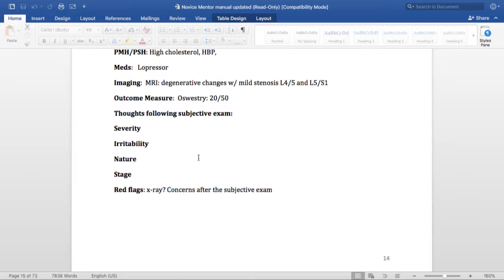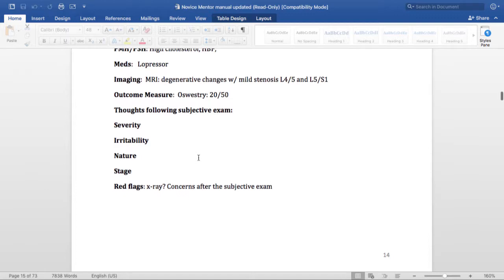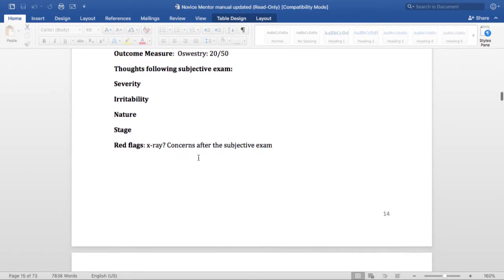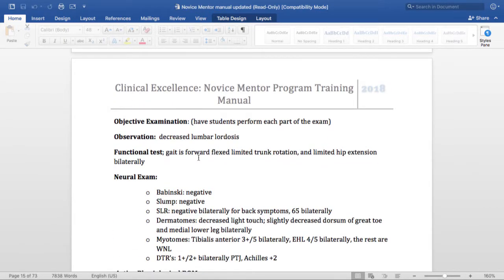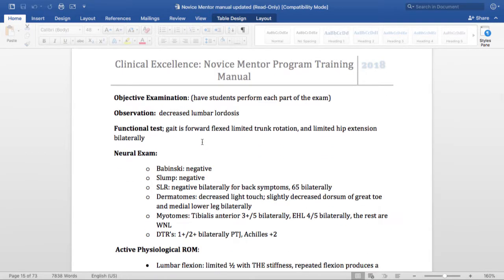Looking at red flags, do we have any things we want to talk to them about? They do have bilateral weakness. We're going to ask more. There's no bowel and bladder, no numbness and tingling, just the toe grabbing. Make sure the student understands the cauda equina symptoms, etc. Go over that. As we go into the objective exam, this is the part where you get them to start to do the exam itself.